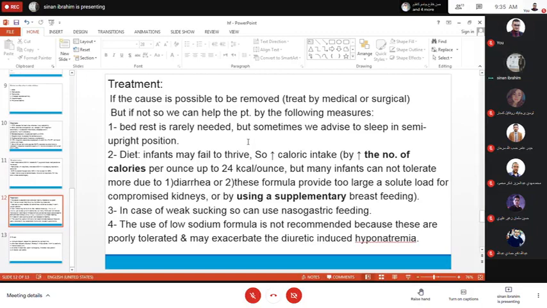But we cannot increase the calories more than that because the patient may develop diarrhea, and these formulas provide too large a solute load for a compromised kidney.